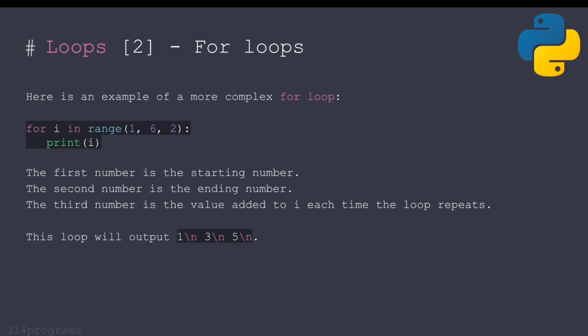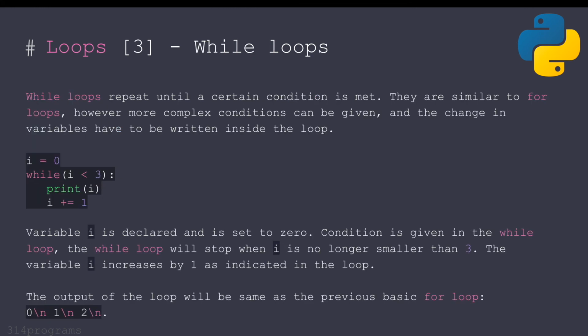Here is an example of a more complex for loop. The first number inside the loop is the starting number, and the second number is the ending number. The third number will be the value added to I each time the loop repeats. This loop will output 1 new line, 3 new line, and 5 new line.